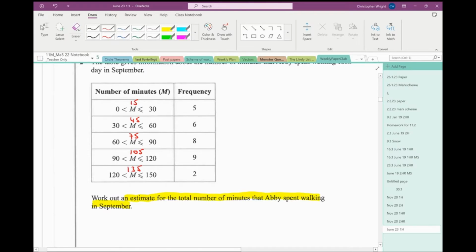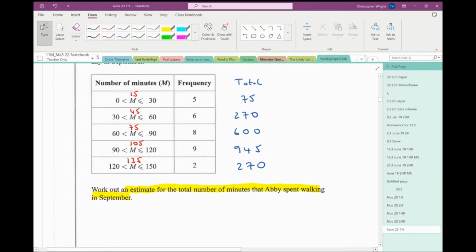So to work out the total number of minutes that she walked, if she walked 15 minutes for 5 days, then that's 5 times 15 minutes, 75 minutes. 6 times 45, because on 6 occasions, I'm assuming she walked 45 minutes. On 8 occasions, 75 minutes, 8 times 75. On 9 occasions, she walked, I'm assuming, 105 minutes. And on 2 occasions, she walked 135 minutes.